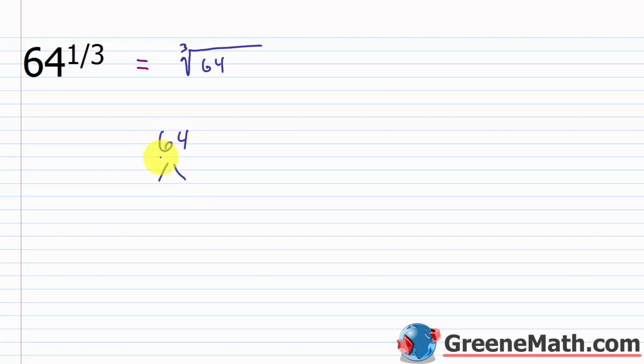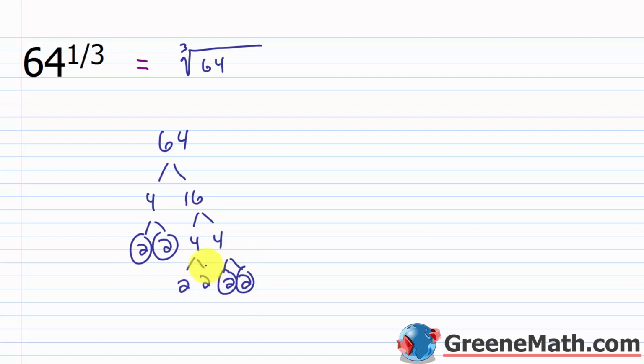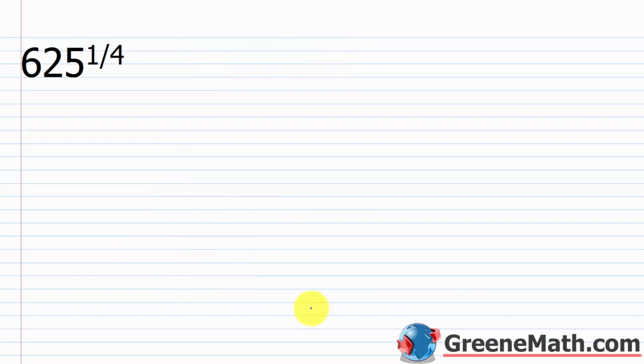But if you wanted to do this without a calculator, you would say, okay, 64, I know that's 4 times 16. 4 is 2 times 2. 16 is what? It's 4 times 4. And 4 is 2 times 2. So you can see that if you wanted a number that was multiplied by itself 3 times that gave you 64, you would be looking for 4, right? You have 4 times 4 times 4. So again, the cube root of this would be 4. Okay, pretty easy. What about 625 raised to the power of 1/4?